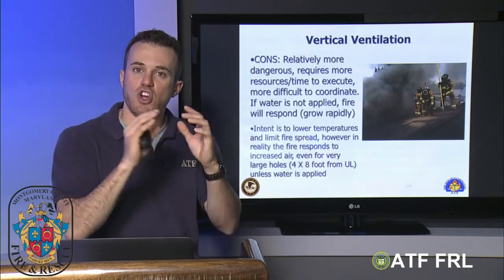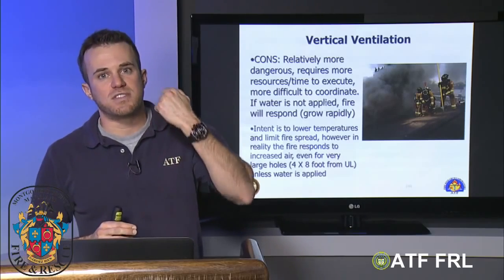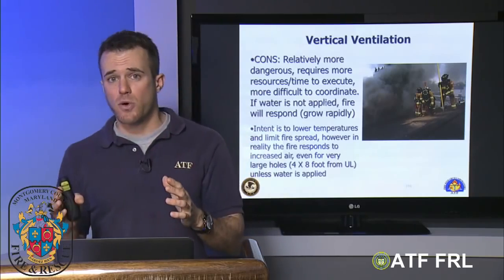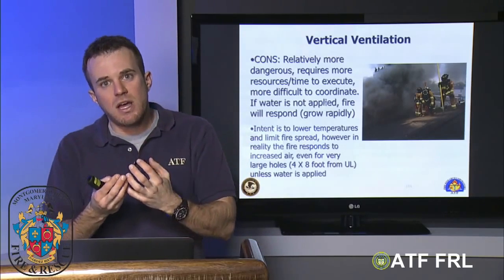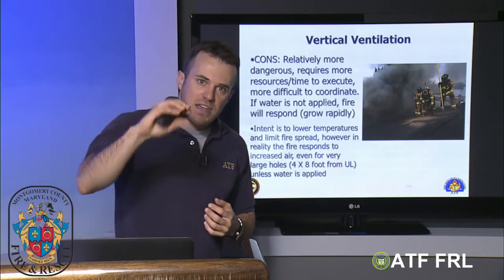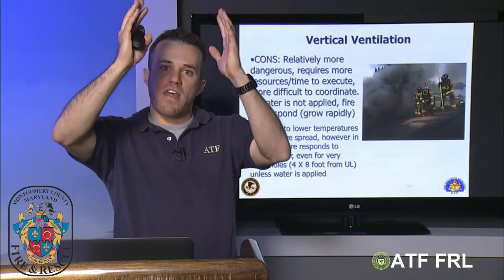You can ventilate it. You know where that fire is. Cutting a hole in the roof is difficult to coordinate, not only in terms of time, but in terms of the location of the fire. As we said before, because that opening is efficient, the fire is going to respond relatively faster as well. Now, we know that the intent is to lower temperatures because we assume that fire is going to go up and out of that hole.